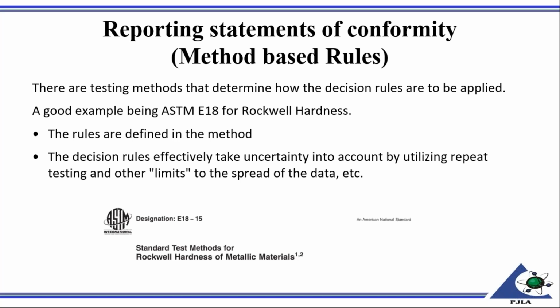So you're covered there. The decision rules effectively take uncertainty into account by utilizing repeat testing and other limits to the spread of the data. Again, this is with a lot of the ASTM or ASME. A lot of these have that baked into their method. So you're covered there. The decision rule is already baked into it, so you're safe. It takes it all into account for you. It's baked into the cake already, so to speak. So just keep that in mind. The decision rule may already be decided for you if you're using that as the basis for your calibration or test.